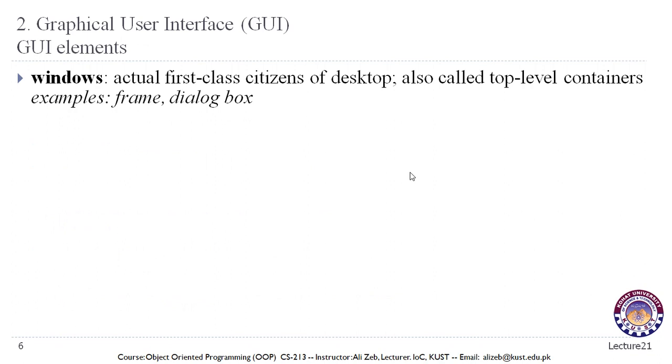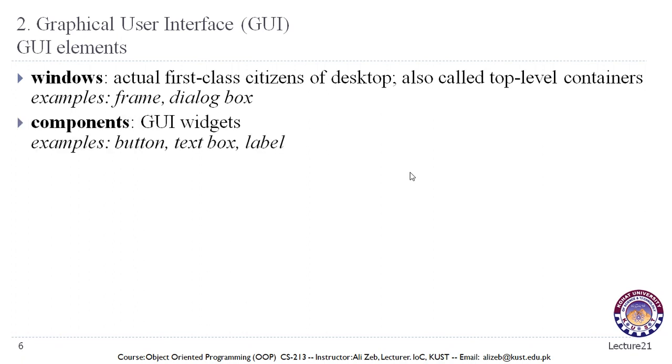The elements of the GUI, as we understand it, are windows. We have been using GUI-based operating systems, and we can see that they are mostly based on windows, the actual first-class citizens of the desktop, also called top-level containers. Examples are frames or dialog boxes. We build things into the windows that are provided to us on the screen, and those things are the components that can be added to the windows. These can include GUI widgets, let's say buttons, text boxes, labels, etc.